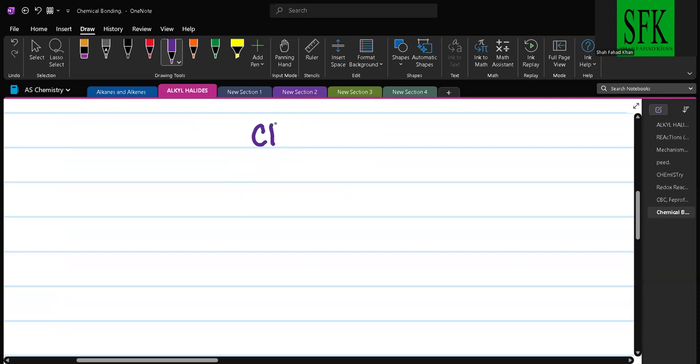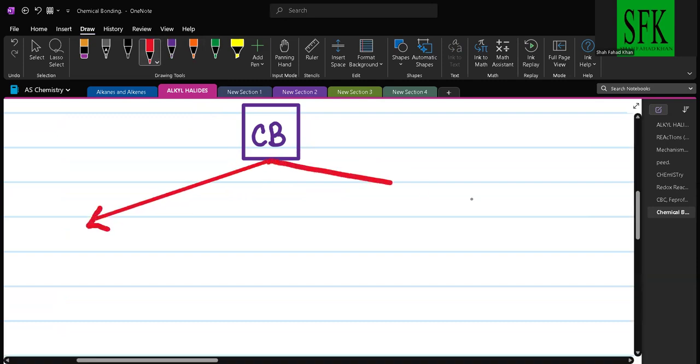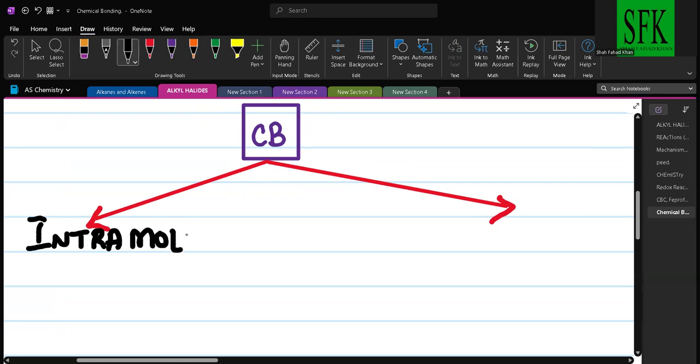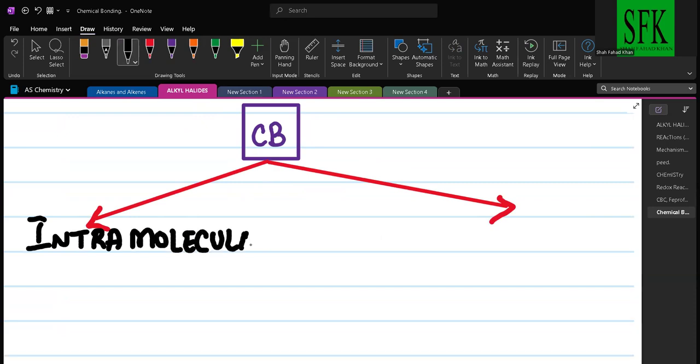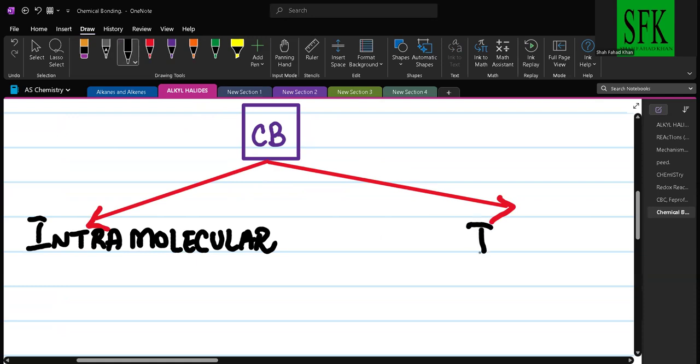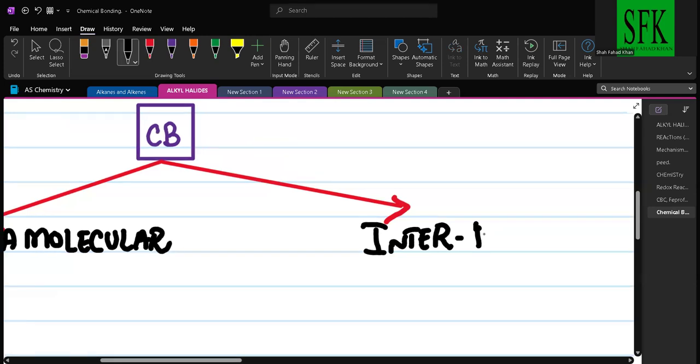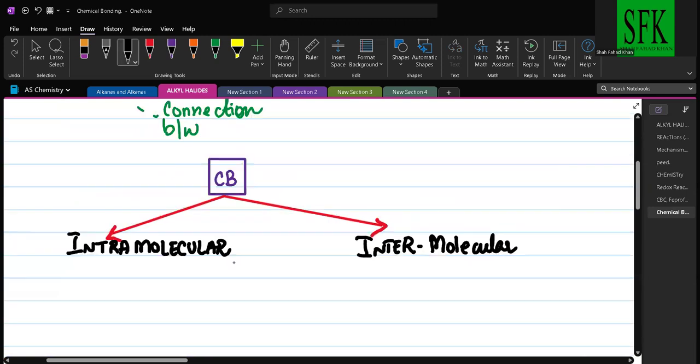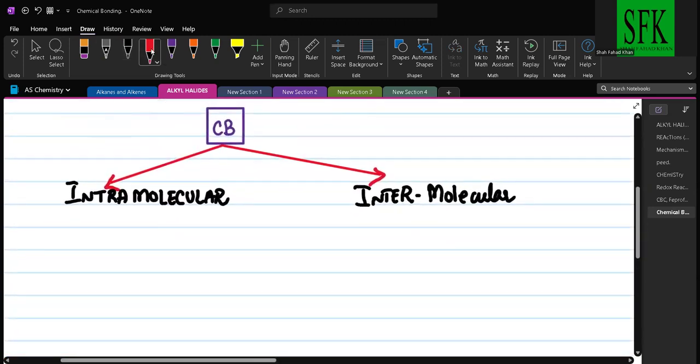Now, chemical bonding is divided broadly into two major categories. All right, two major categories. We have intramolecular bonding and intermolecular bonding.